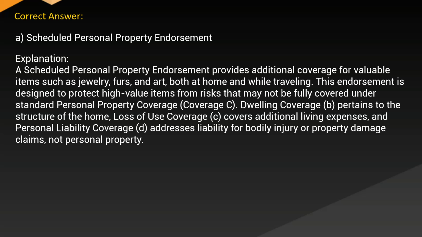Correct answer: A. Scheduled personal property endorsement. Explanation: a scheduled personal property endorsement provides additional coverage for valuable items such as jewelry, furs, and art, both at home and while traveling. This endorsement is designed to protect high-value items from risks that may not be fully covered under standard personal property coverage C. Dwelling coverage, B, pertains to the structure of the home. Loss of use coverage, C, covers additional living expenses. And personal liability coverage, D, addresses liability for bodily injury or property damage claims, not personal property.